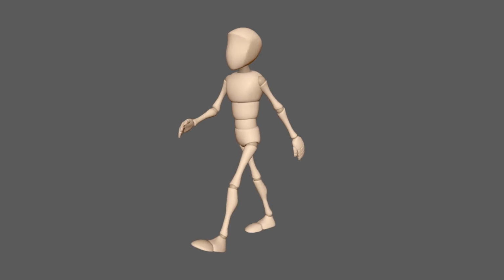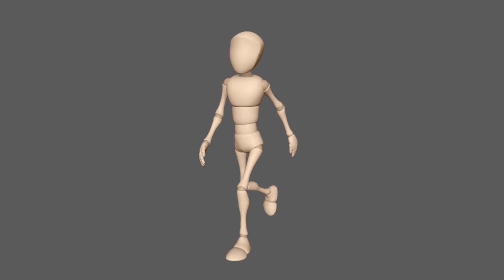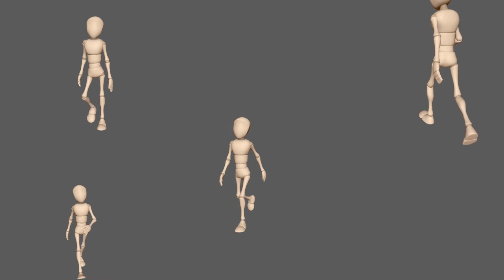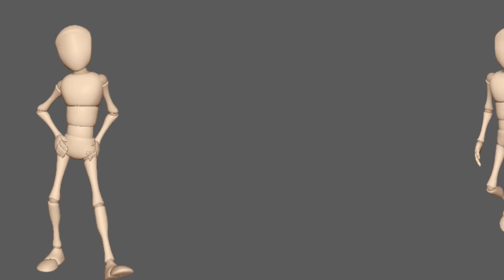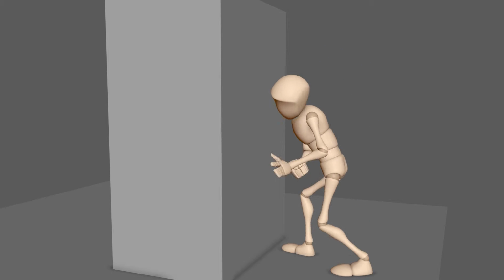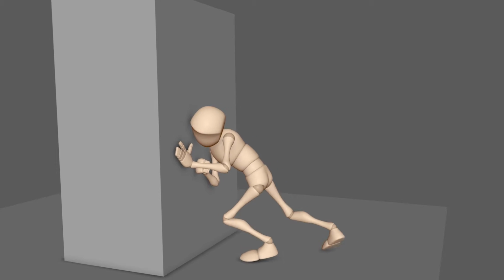Staging. This is the presentation of an idea that gives clarity to attitude, mood, reaction, or the idea itself. Too many actions and the audience is confused. Bad staging and the audience is not focused on what is important in the scene. When an action is properly staged, the audience's eyes are drawn in the direction of the movement.